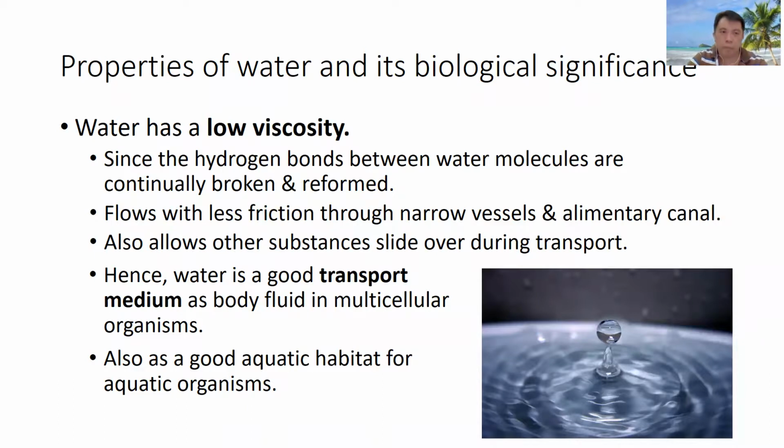Water has a low viscosity. That means it can move very fast. Since the hydrogen bonds between the water molecules are continuously broken and reformed, they can flow with less friction through narrow vessels, either a blood vessel, blood capillary, or a xylem vessel, and the spaces between the plant cells, other animal cells, and the alimentary canal. So they also allow other substances to slide over during transport. Therefore, water is a good transport medium as the body fluid in multicellular organisms, and also a good aquatic habitat for aquatic organisms.